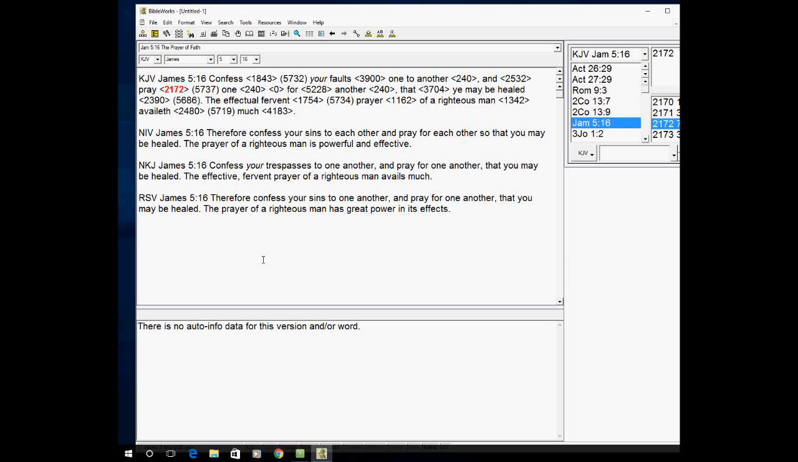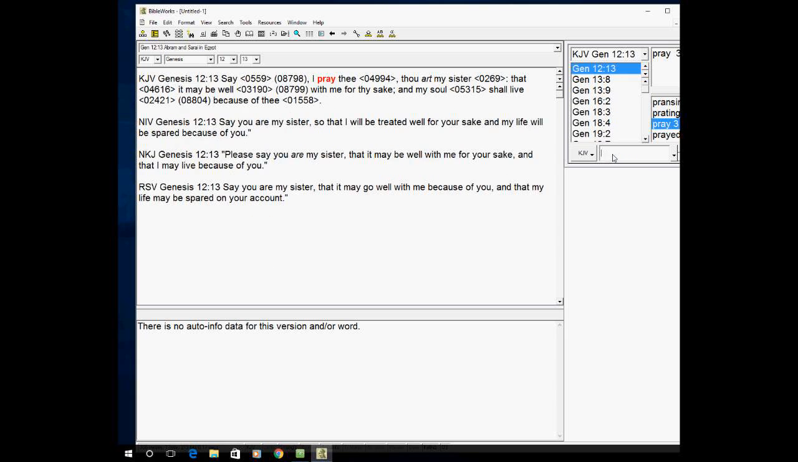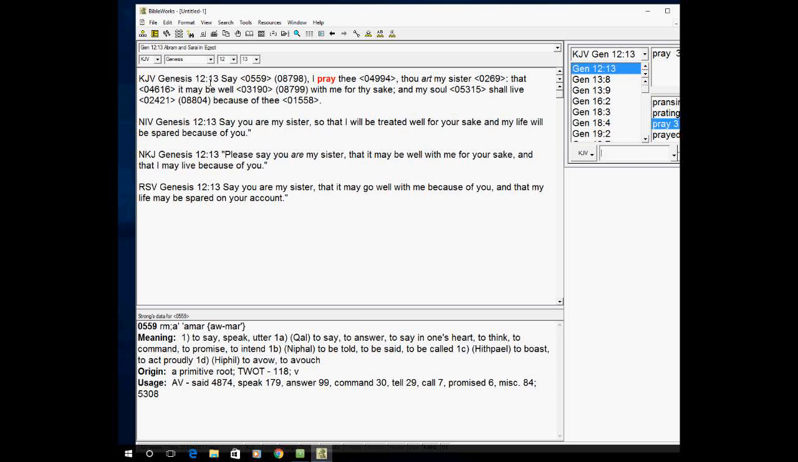Now we come to definition number 3. And I think this is the main definition when we think about prayer. Number 3: to seriously ask someone to do something. So, okay, I'll bring up the word pray, and we'll start in Genesis 12, verse 13. It says, "Say, I pray thee, that you are my sister."